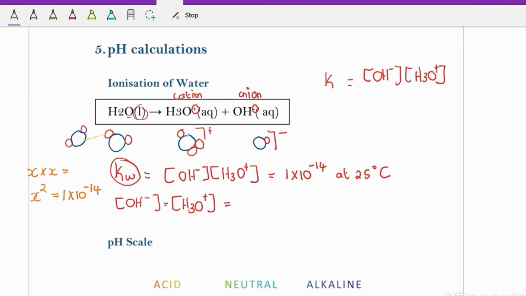So how can I get the concentration of only one of them? You need to take the square root, and the square root of that Kw constant is 1 times 10 to the negative 7 moles per cubed decimeter. Okay, so that will be the concentration of hydroxides and hydronium ions in a neutral beaker of water. Okay, neutral or even pure water.